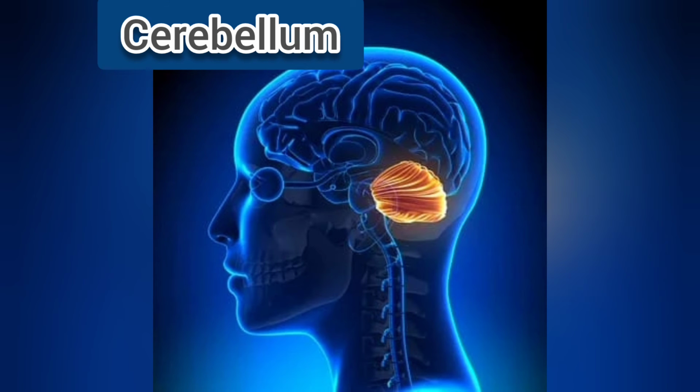Part 11, Cerebellum. This cerebellum part is separated from the rest of the brain. It helps to coordinate the muscles so they work in perfect time.